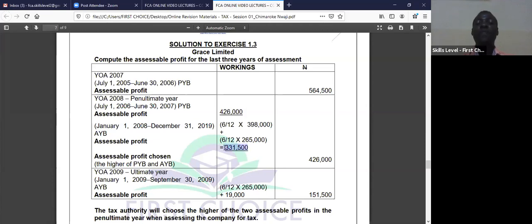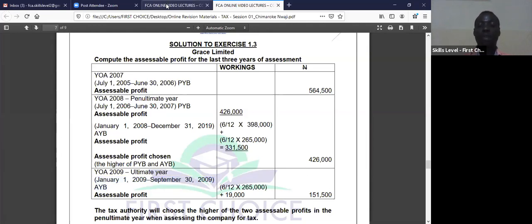Now, you don't have any choice. The tax authority will choose the higher one. So that's what you're going to do. Then, the ultimate year is always done on actual year basis. So that is what you should know.